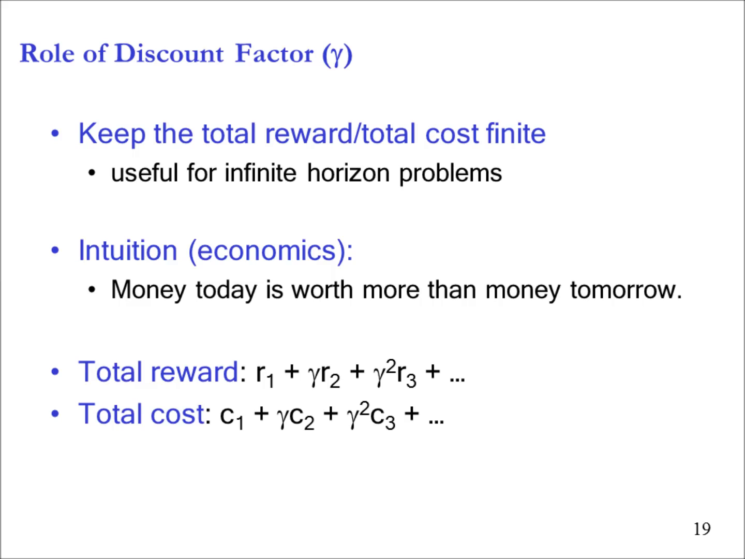So, how do we handle that? Yeah, so you can come up with other ideas, like average reward or things like that. Another common idea for making this whole value bounded is called discounting. The idea of discounting is that money today is worth more than the same money tomorrow.